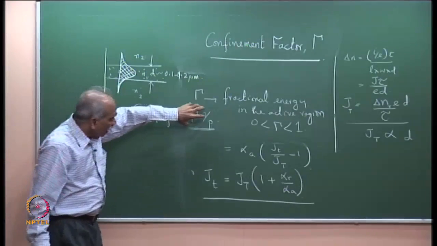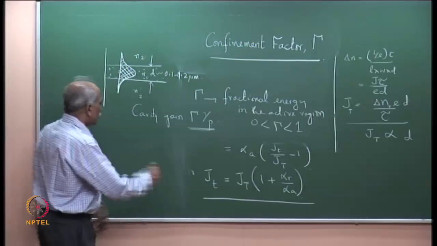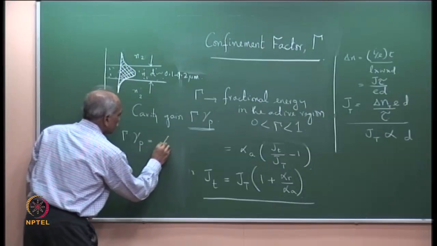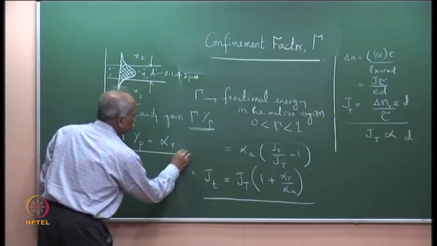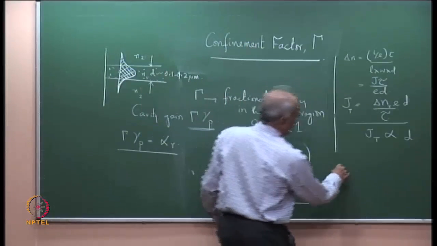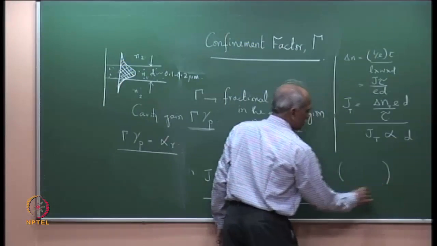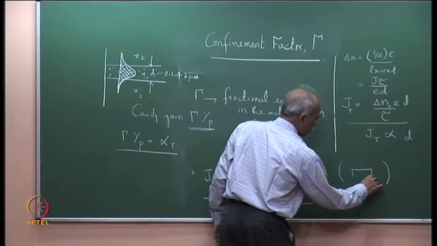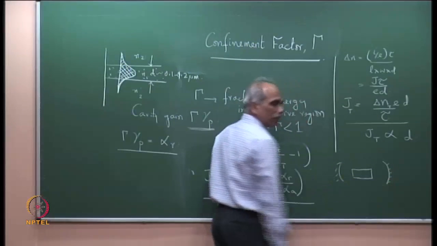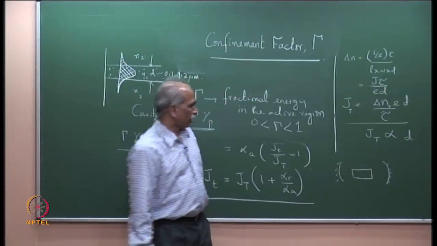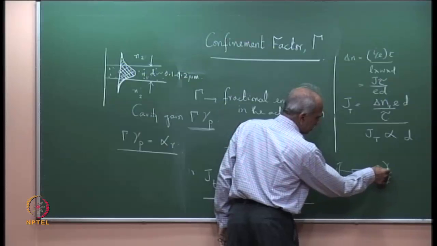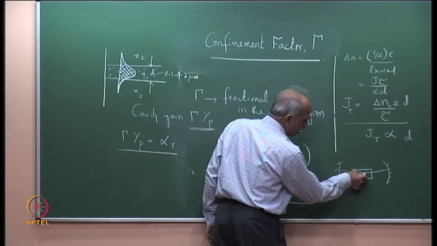So, we should equate this to alpha R. In other words, our equation should have been gamma times gamma p is equal to alpha R. Normally in a bulk laser like the Nd:YAG laser, I showed you the Nd:YAG laser here, this is the mirror, or any other laser, helium neon laser or whatever, the laser beam is well within the active region.